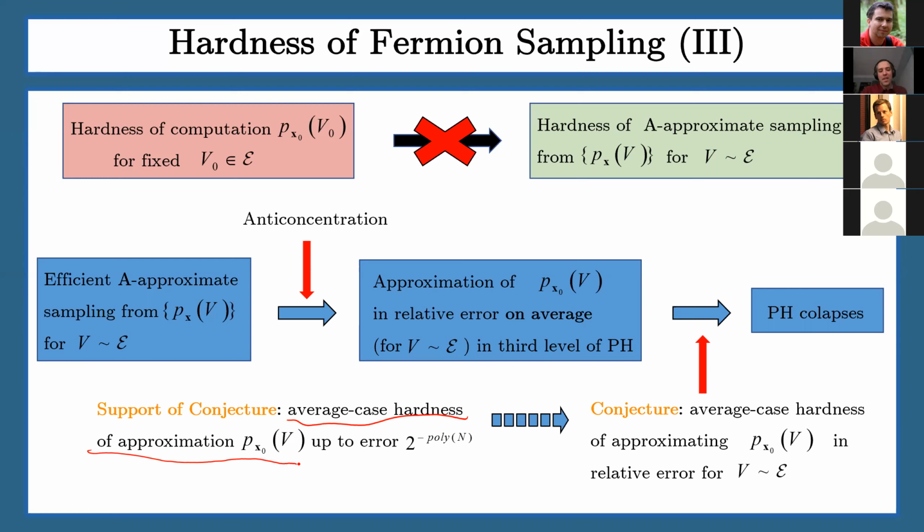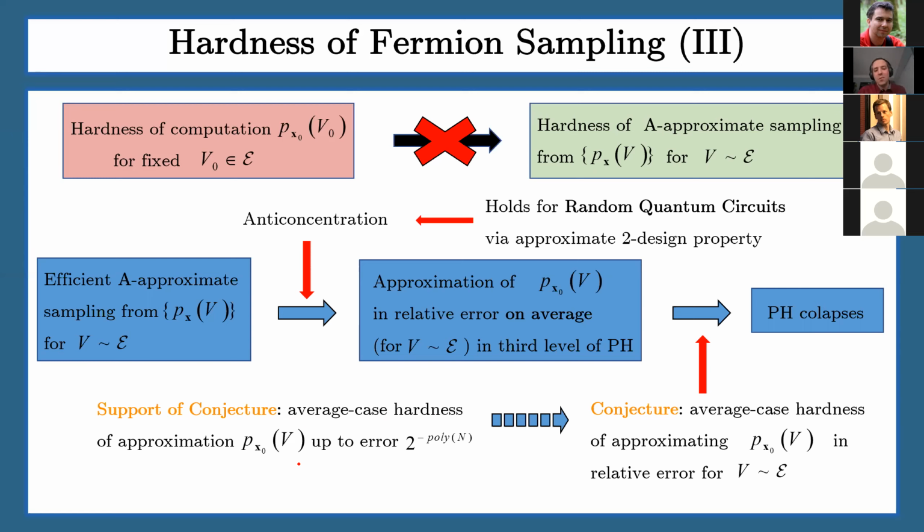Okay, and for random quantum circuits, this anticoncentration follows from the approximate 2-design property that they satisfy, and it was established in an array of works. For random quantum circuits, the support for this conjecture was established quite recently by Movassagh, and by Bouland, Vazirani, Fefferman. So this is how those things are done.